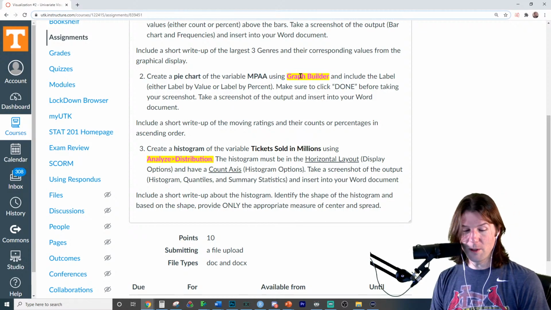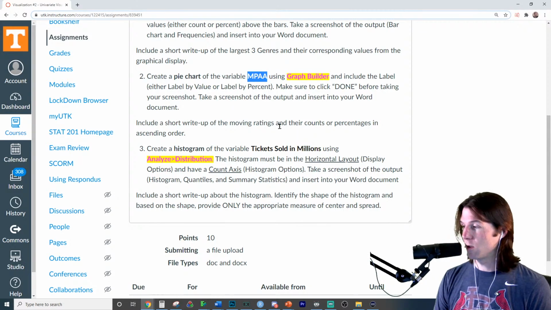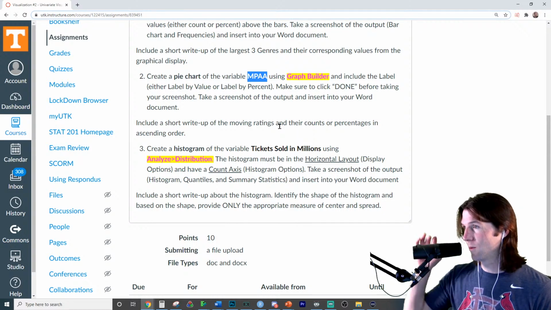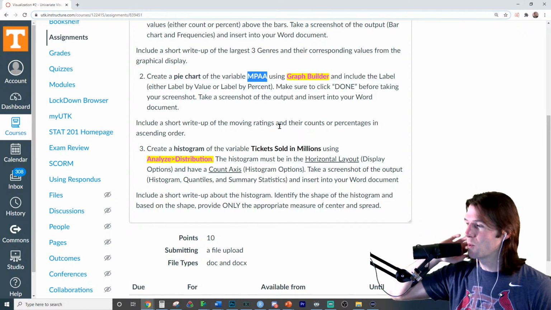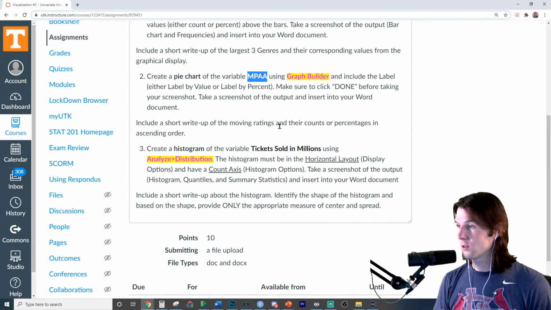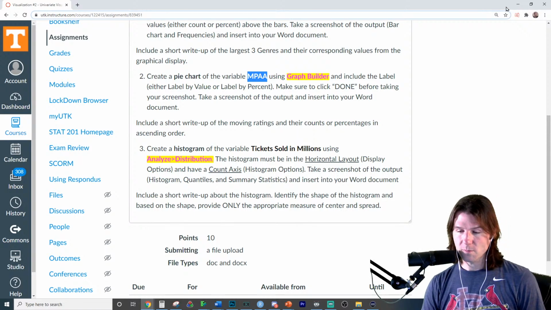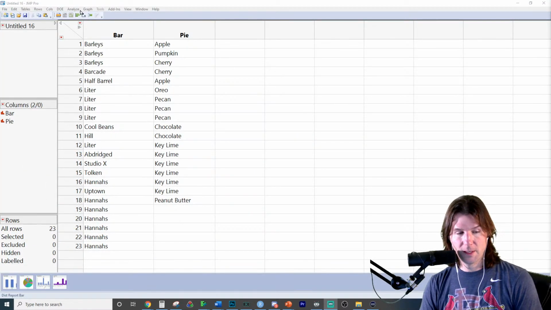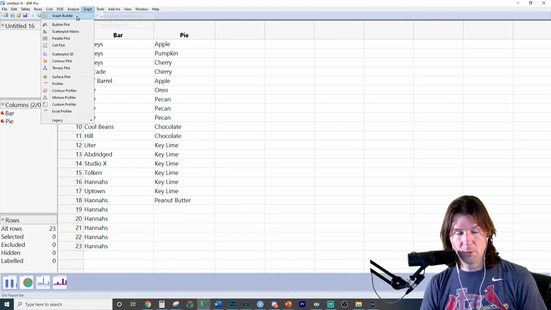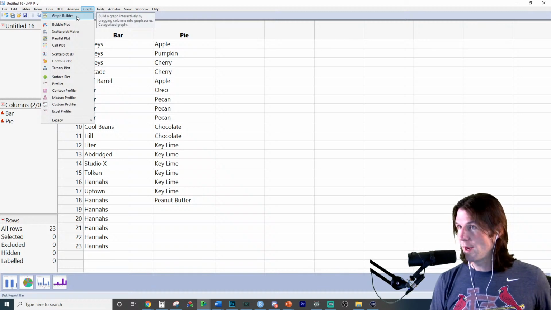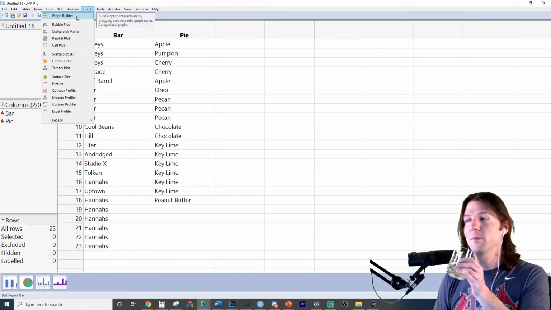Okay, so you're going to be doing the variable MPAA, which is the Motion Picture Association, whatever rating they decide is appropriate for the movie. So make sure to use this variable. We're going to go over here to JMP, go to Graph, and then go to Graph Builder. Graph Builder. We'll pause here. Make sure people do it.